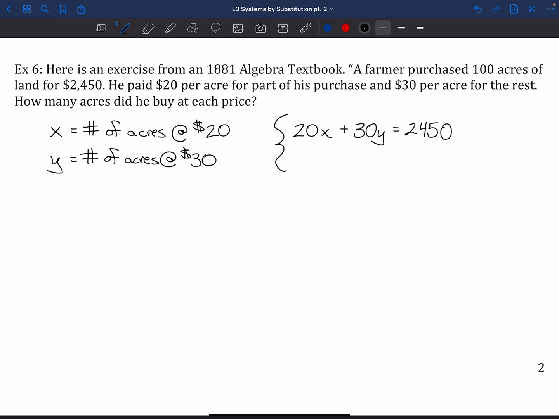So again, this is the one that's talking about money, which is why I did 20 times however many acres cost $20, plus 30 times however many acres cost $30. Add them together and that's your total. The other piece is not trickier to write, but it's trickier to figure out from the problem. If we purchased 100 acres total, well, I have these 2 groups. I know that X is however many I bought at $20 and Y is however many I bought at $30. So X plus Y, the first group plus the second group, should equal 100 acres.